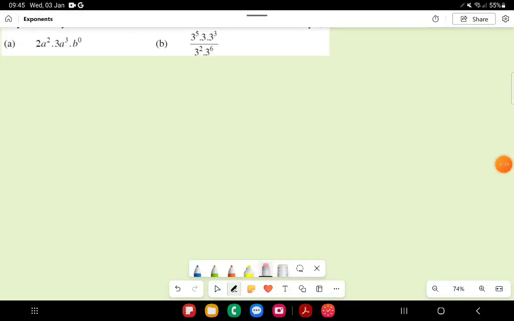Okay. For question A, we see that we have both variables and coefficients, and we've got powers. Normally what we want to do is work with the same bases. In terms of our coefficients, these are our numbers. We have the number 2, the number 3, and technically we have the number 1 over there. So I am going to multiply those. I'm going to put all the coefficients together: 2 times 3 times 1.